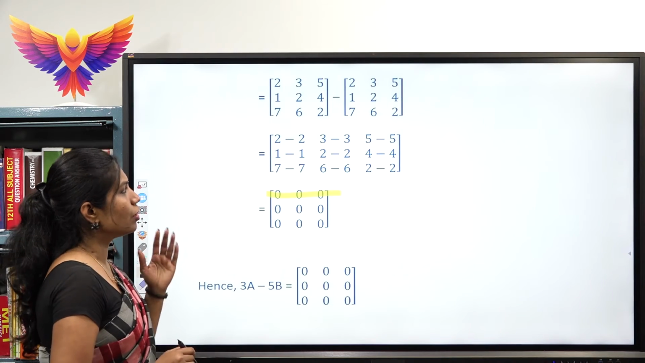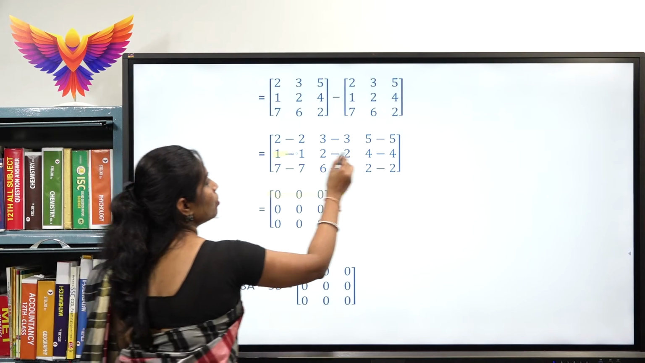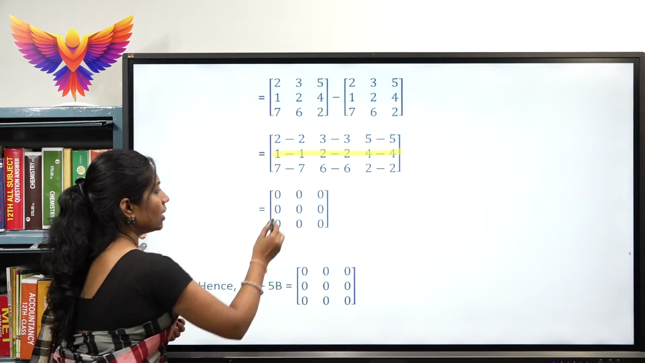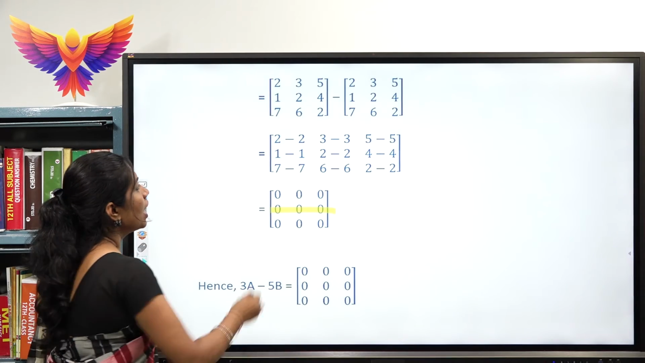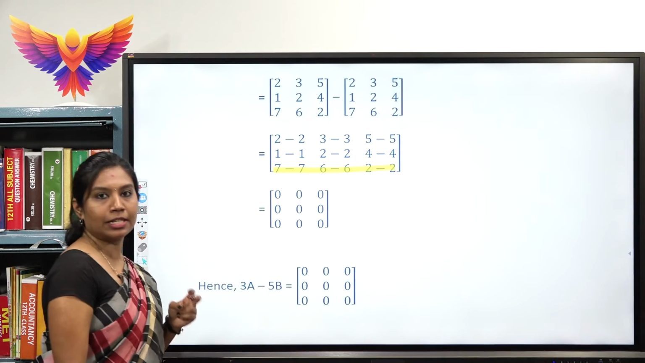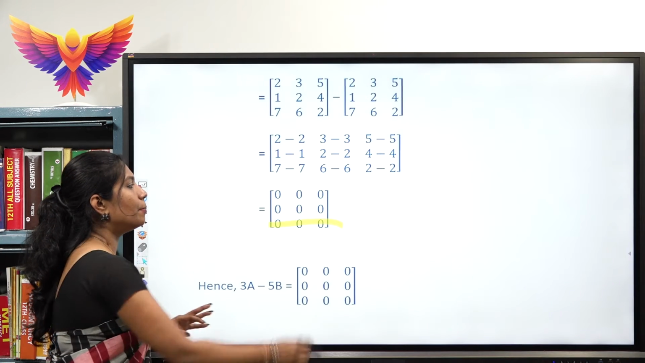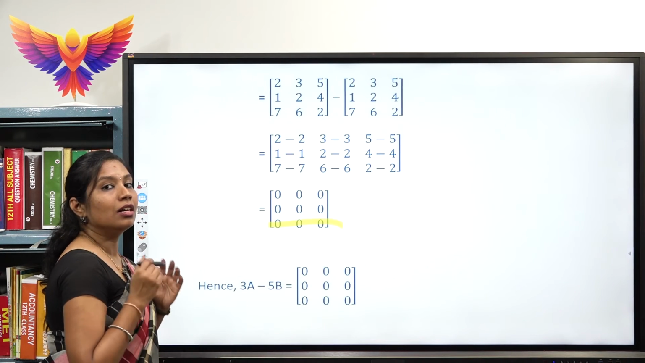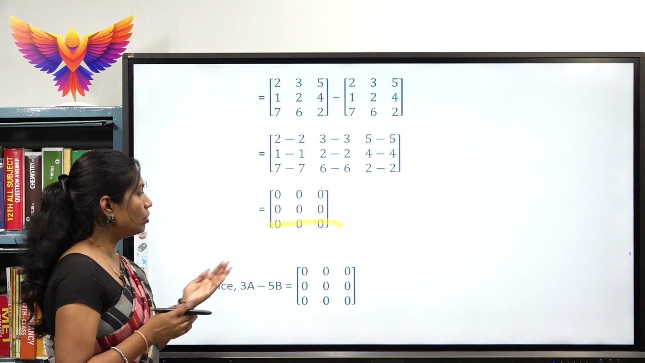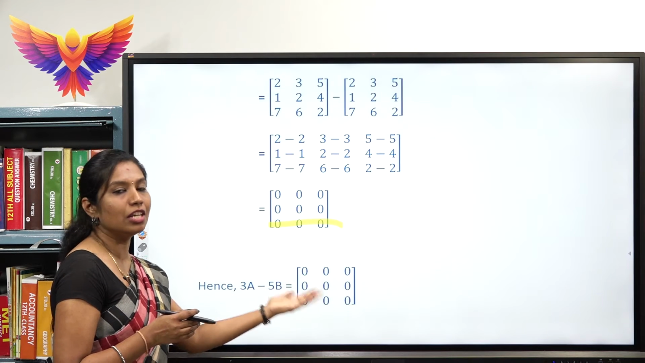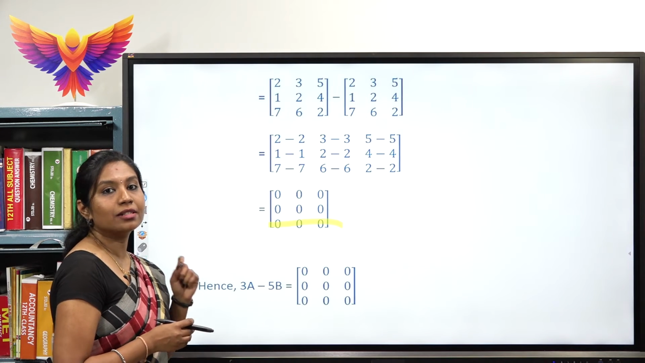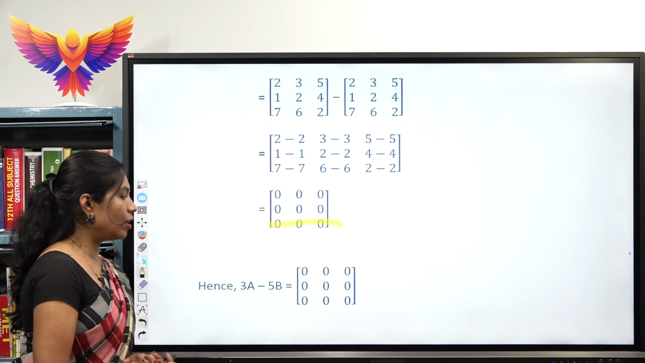Similarly, the second row also, it is 1 minus 1, 2 minus 2 and 4 minus 4. I will be getting it as 0, 0 and 0 again, and 7 minus 7, 6 minus 6 and 2 minus 2, which is again 0, 0 and 0. So, clearly the complete matrix is a 0 matrix here. If all the elements in a matrix are 0, then we can say that it is a 0 matrix, which is what we are getting.